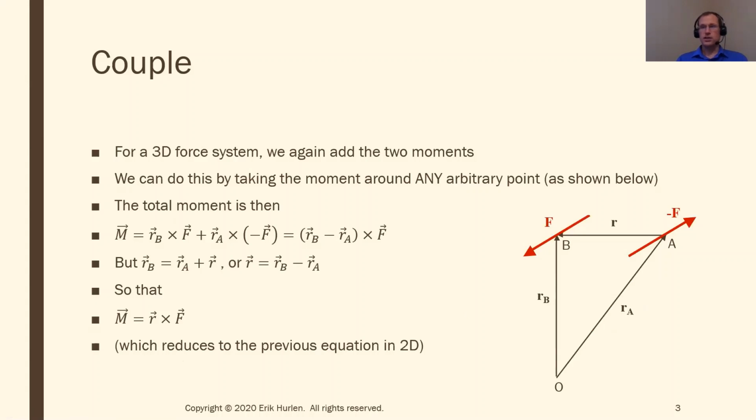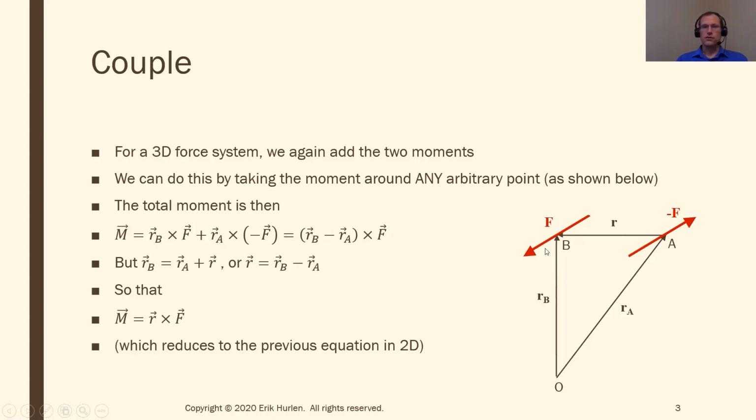The 3D case is actually the same. It's just a little more complicated geometrically, but you end up with the same answer. So again, what we can do is take these two moments. Just like before, I can look at the moment that this force F is creating around this point O, and then have this equal and opposite force called negative F take its moment also around point O.